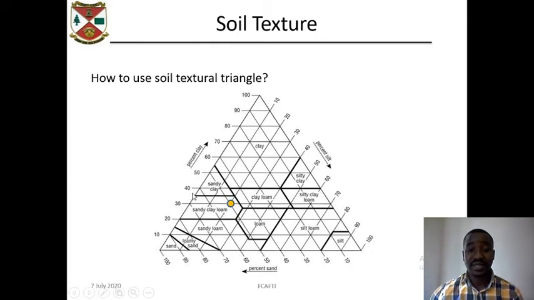Because this dot is situated within this area. This area indicates the sandy clay loam. Okay, makes sense.